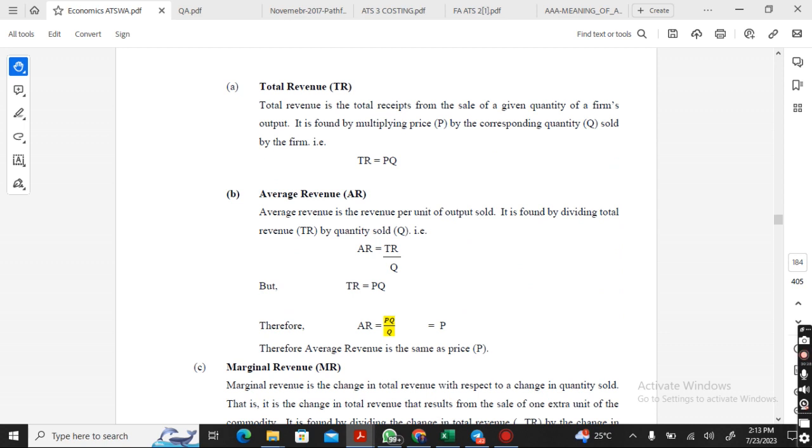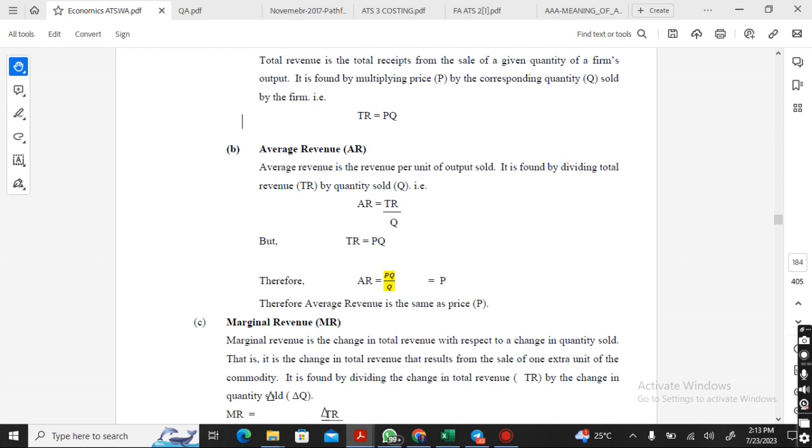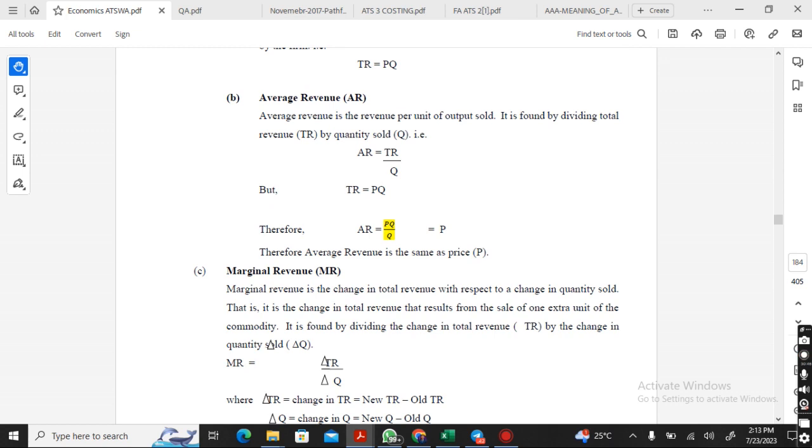Average revenue is the revenue per unit of output sold. It is found by dividing the total revenue by quantity sold. You want to know the average revenue: you earned 10 million naira and how many quantity did you sell? 5. You divide that to get your average. Are you with me?